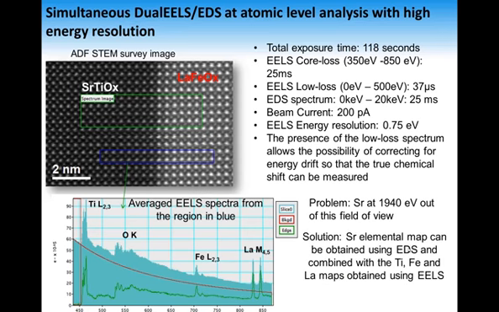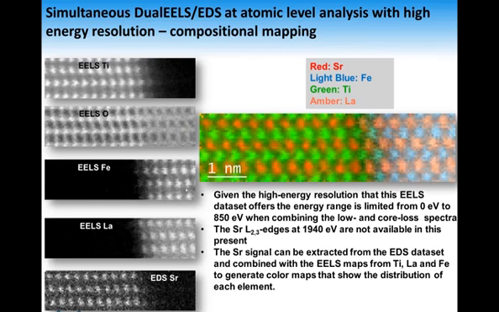The solution is to acquire the strontium elemental map using the EDS and combine this map with the EELS maps for titanium, iron, and lanthanum. That's what we did. So we have a pretty nice map for titanium, oxygen, iron, and lanthanum using EELS, and an EDS map for strontium. We combine all these maps together, and then we get information on elemental distribution for all these elements. And we can see again the same information we saw earlier from the same interface.